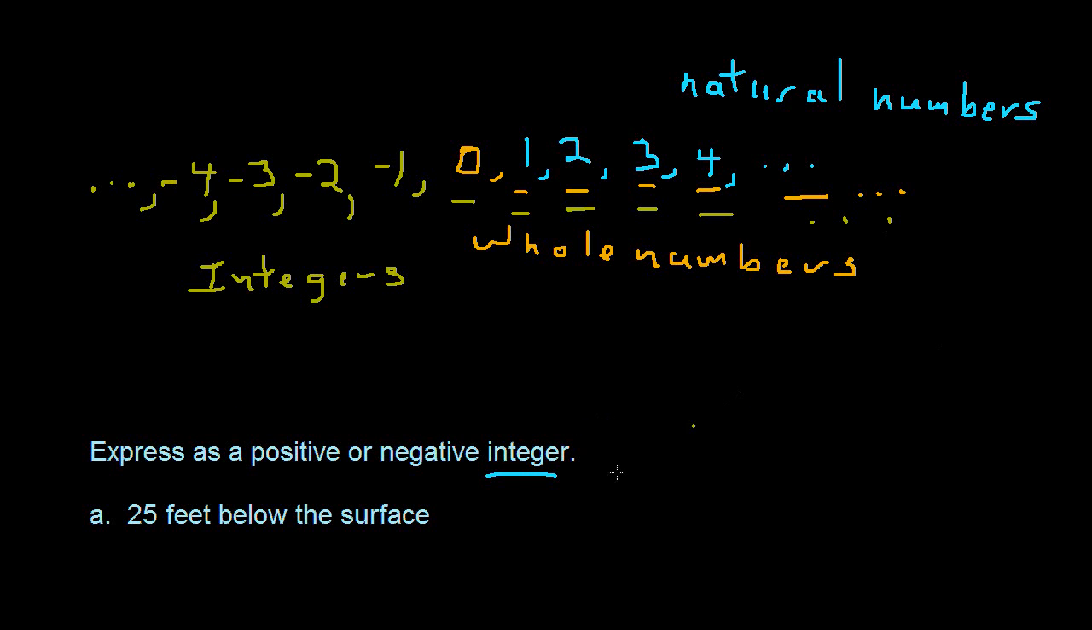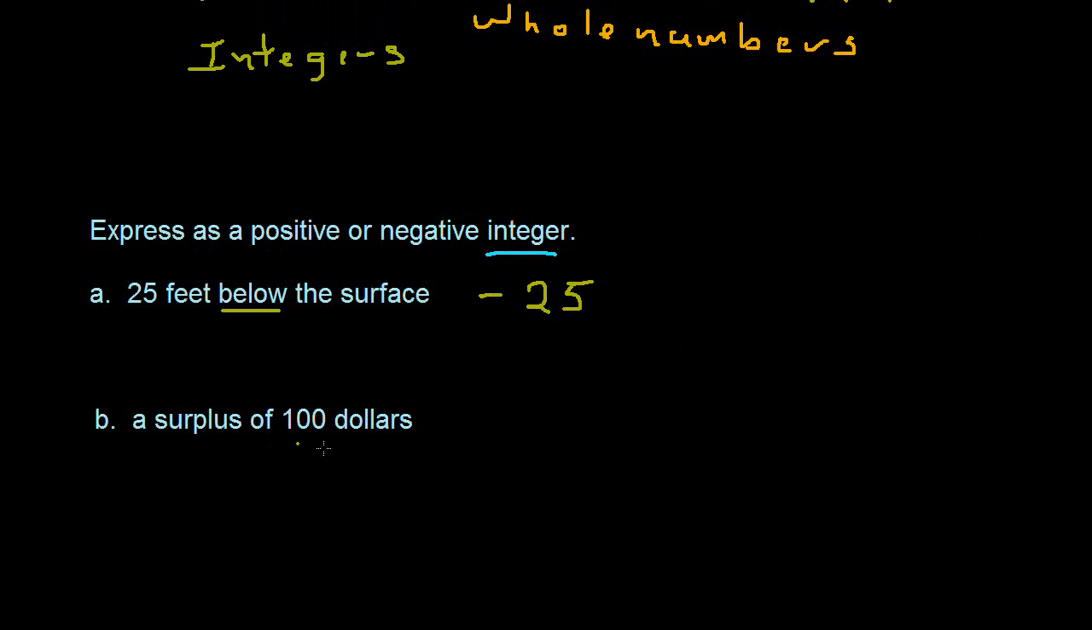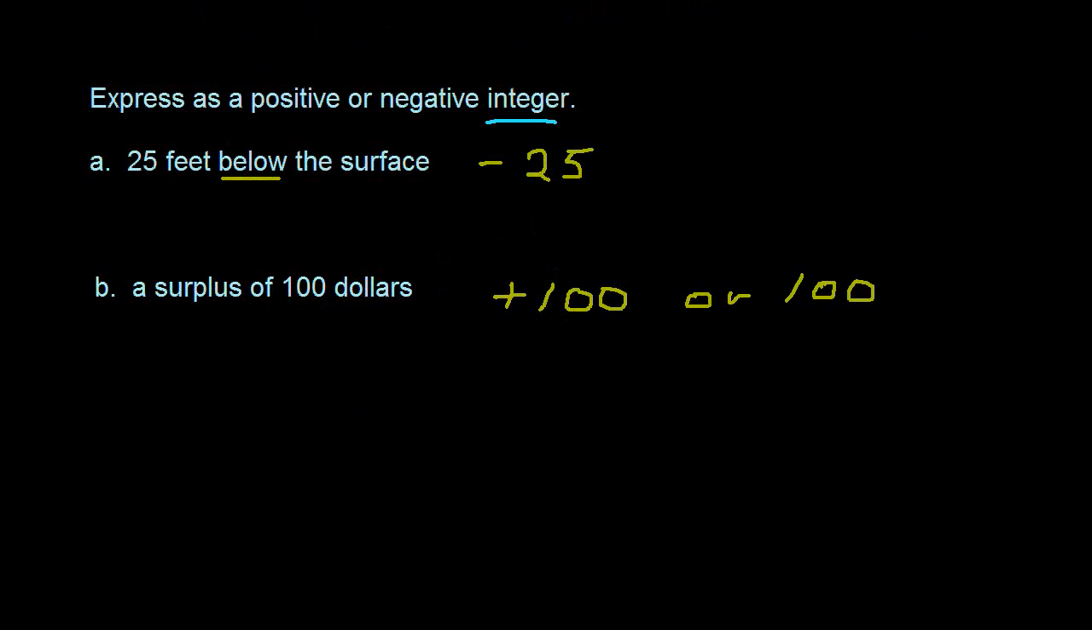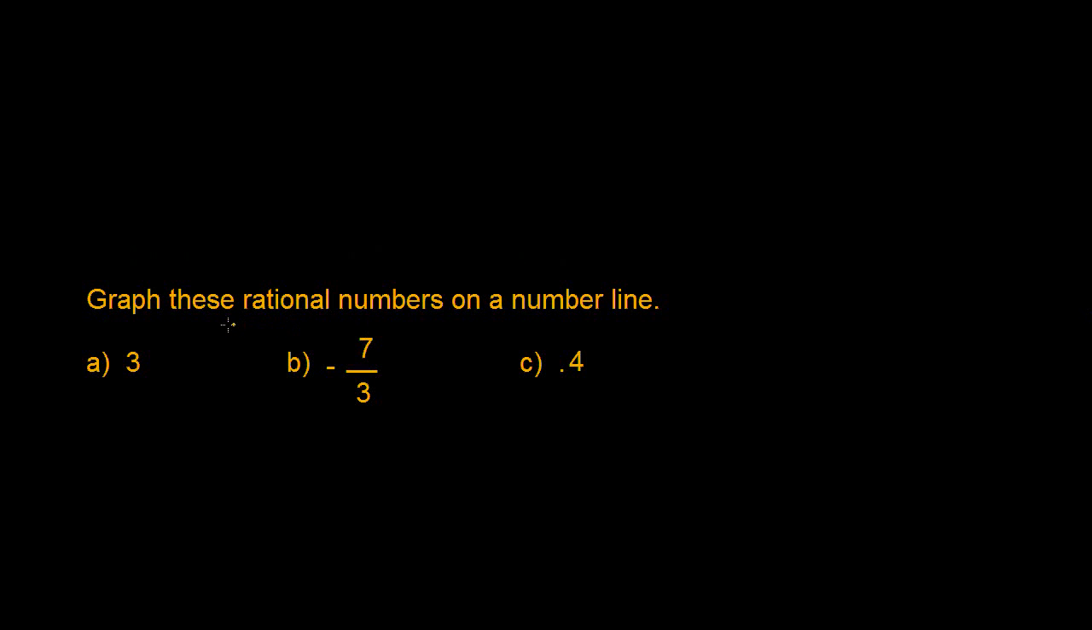Those are the integers. Now to express as a positive or negative integer, we look at the word below. Below connotates a negative. So negative 25 is the integer for 25 feet below the surface. A surplus connotates positive, so positive $100. Or we don't need the plus sign, we can just write the 100 without the plus sign. Next, we would like to graph these rational numbers on a number line.